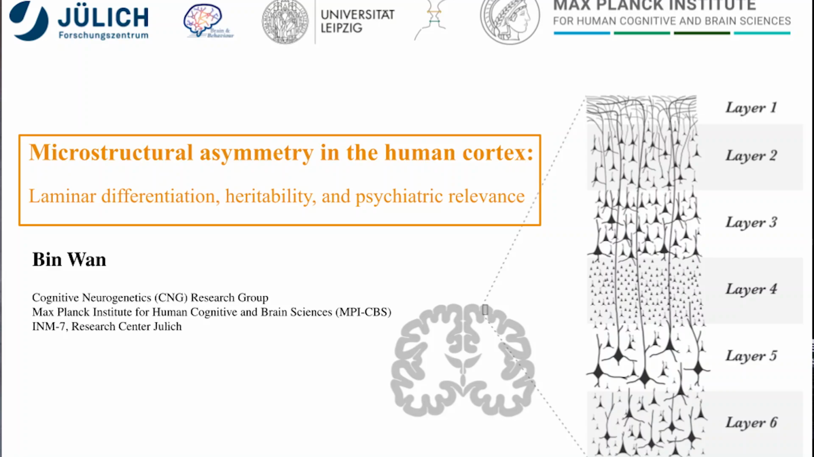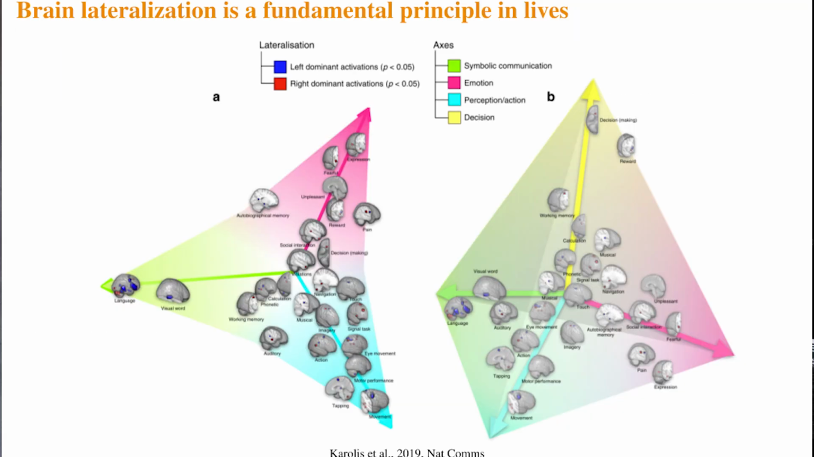Last year, I just introduced the microstructural asymmetry features, and this year I will talk about the heritability and psychopathological and their behavior association. Now we know brain lateralization is a fundamental principle in life. For example, when you perform a specific task, your brain will prefer to behave in the left or the right hemisphere. For language, the left hemisphere is more activated than the right hemisphere.